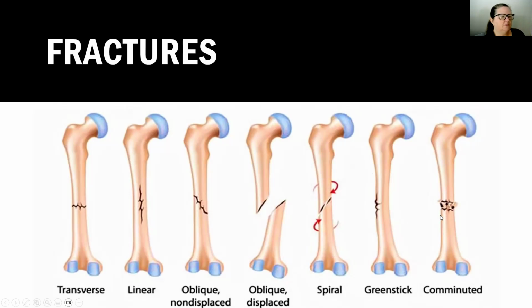And then this is a comminuted or a crushing type of fracture where literally the bone just disintegrates or explodes into small pieces.